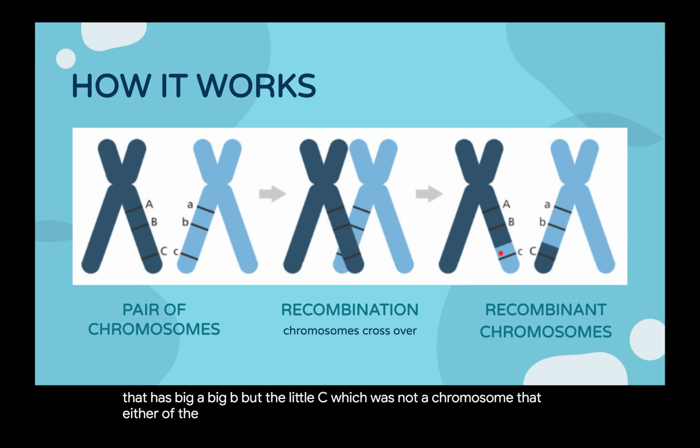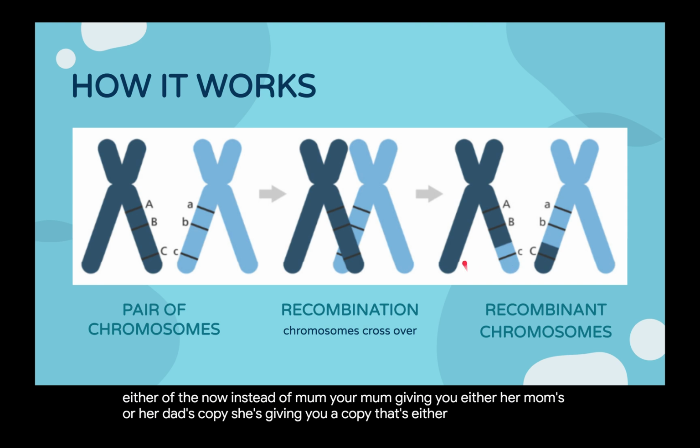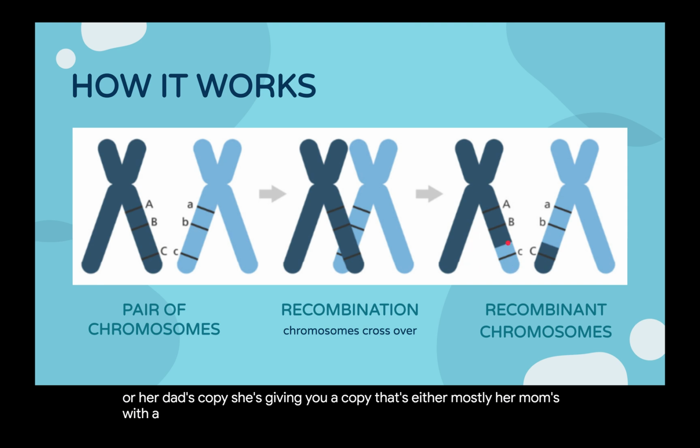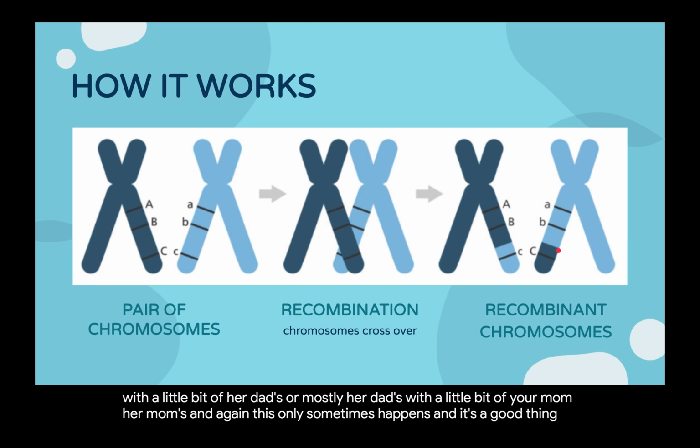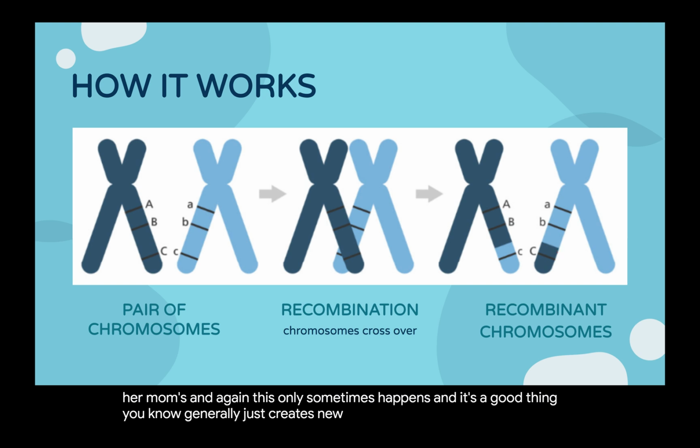cell maker's parents had. So now, instead of your mom giving you either her mom's or her dad's copy, she's giving you a copy that's either mostly her mom's with a little bit of her dad's, or mostly her dad's with a little bit of her mom's. And again, this only sometimes happens, and it's a good thing. It generally just creates new phenotypes that we haven't seen before.